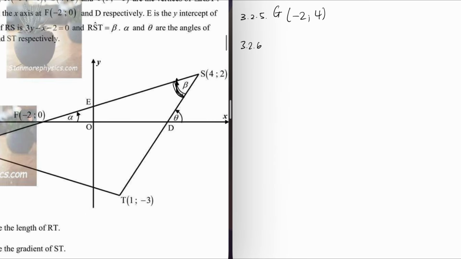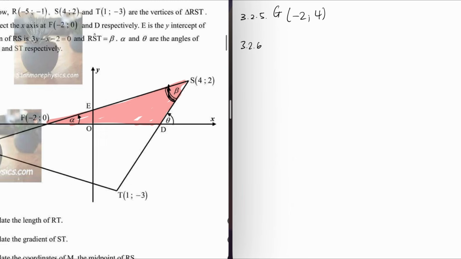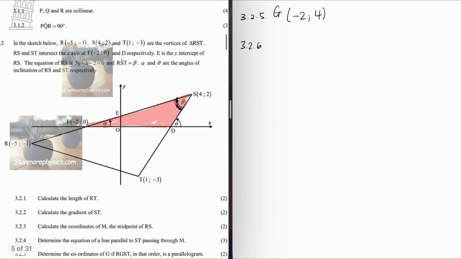So let me just clear this up here. They want to know what is beta. Beta is this angle there. So focusing on this triangle here, I can work out theta because I know the gradient of ST. I can work out alpha because I can work out the gradient of SR. And then beta can be solved by using exterior angle of a triangle equals sum of interior opposite angles.